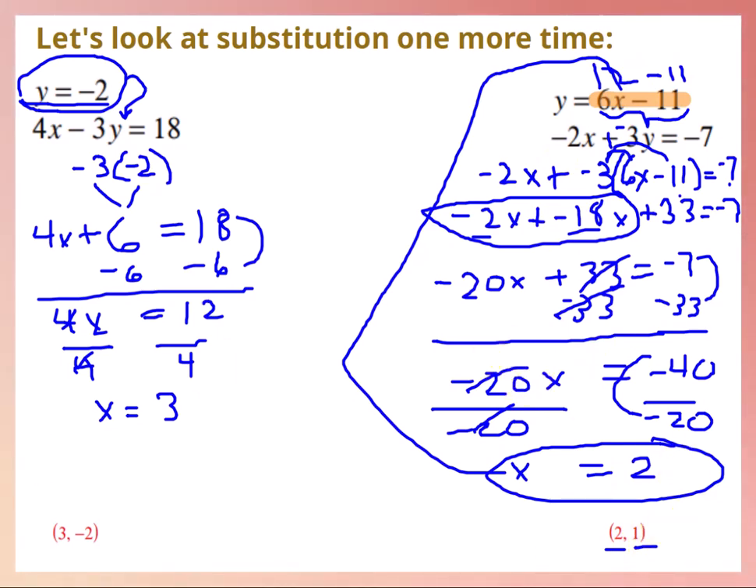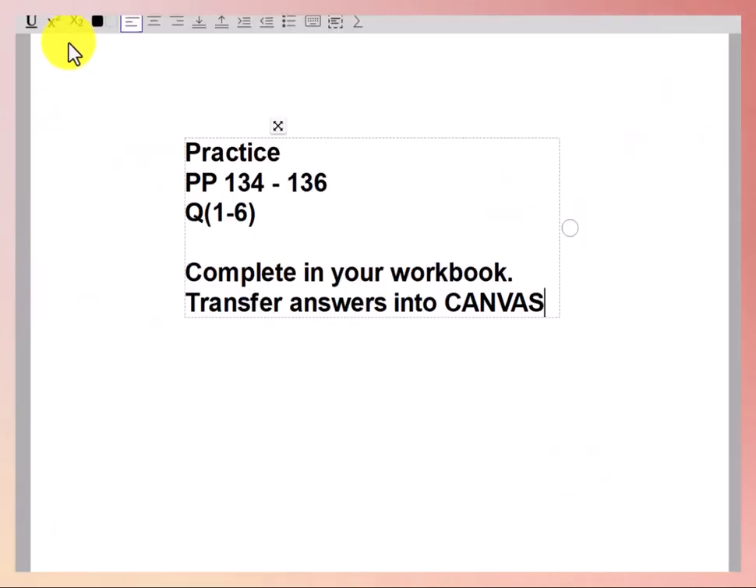All right, substitution. So for practice, complete pages 134 through 136, questions 1 through 6 in your workbook. Then transfer your answers into Canvas.